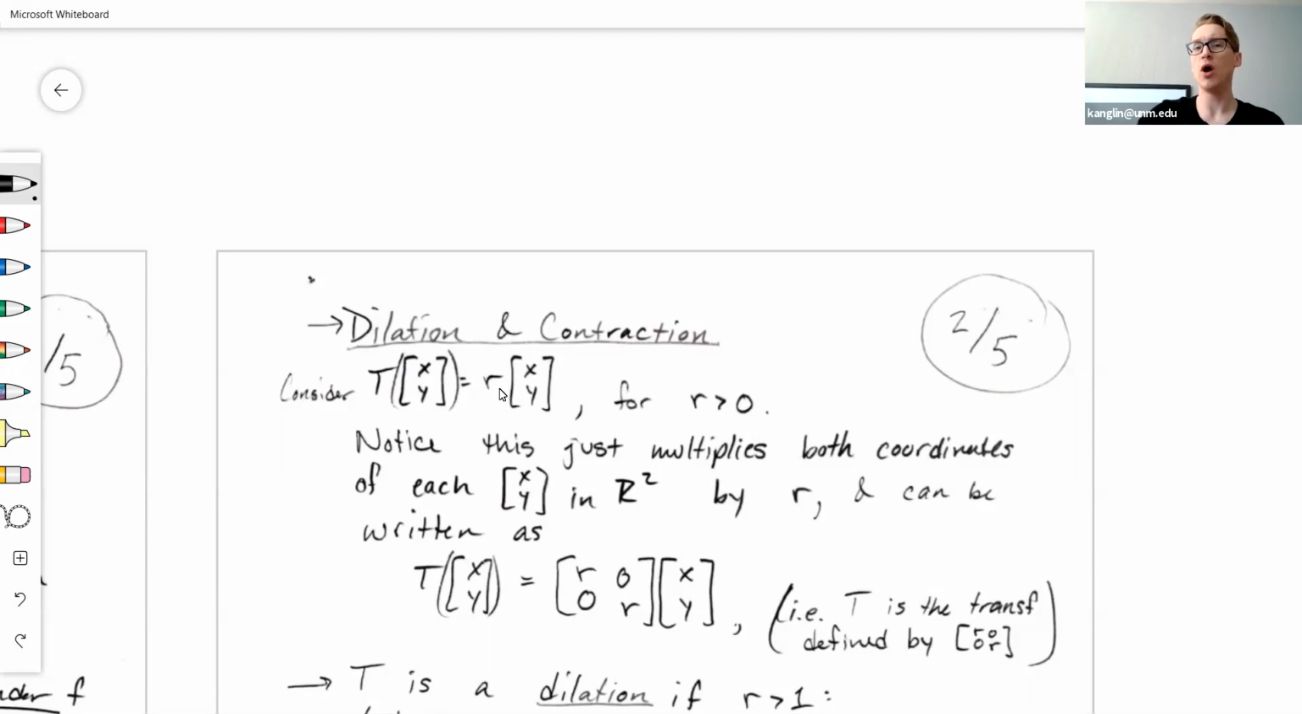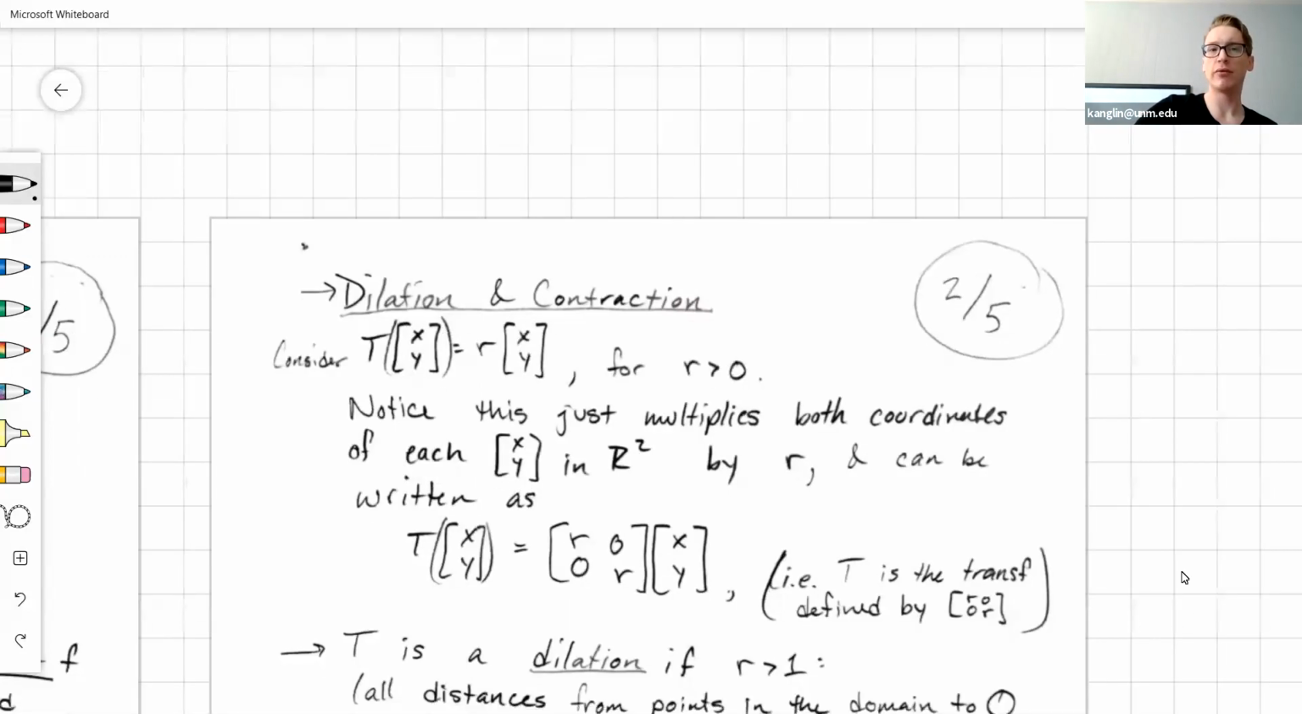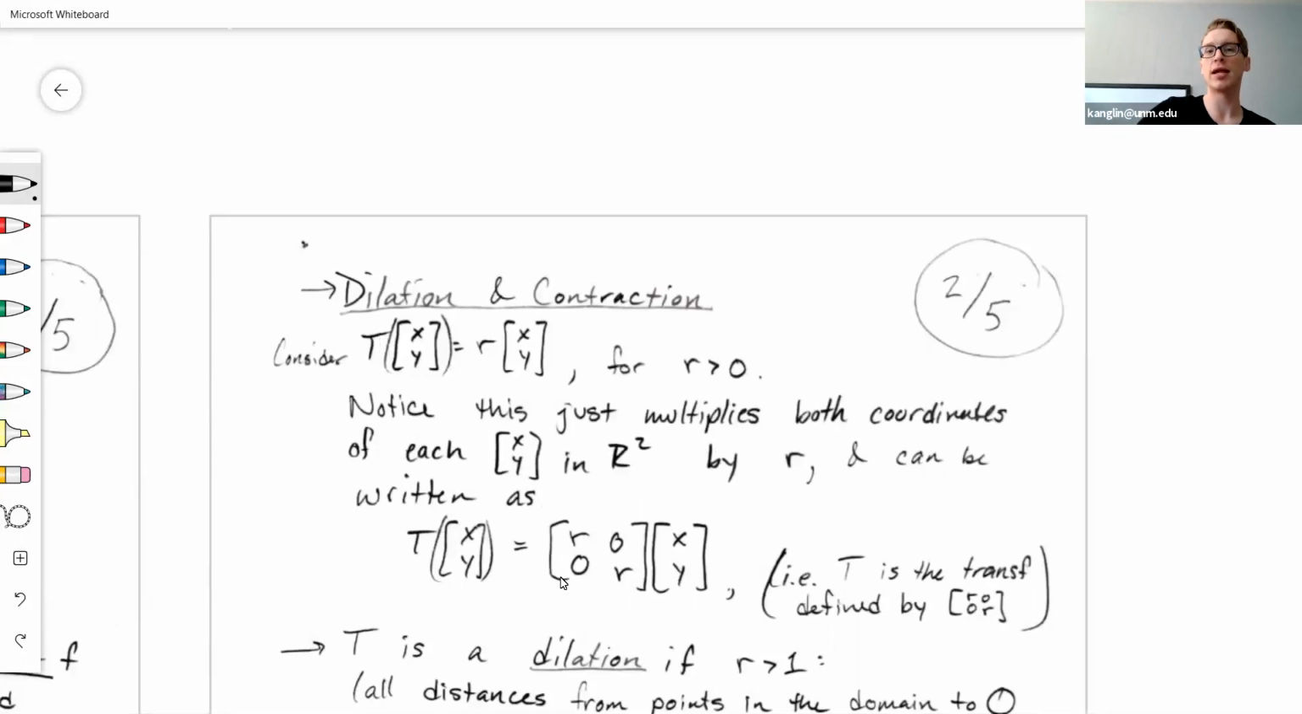Notice what this would really do. We know how to take a scalar multiple, R times a vector. It just goes to each component of the vector. So notice that this just multiplies both coordinates of every xy in R2 by R. In other words, I claim this same transformation can be written as this matrix R0, 0R times the column of inputs xy. Can we see why that works?